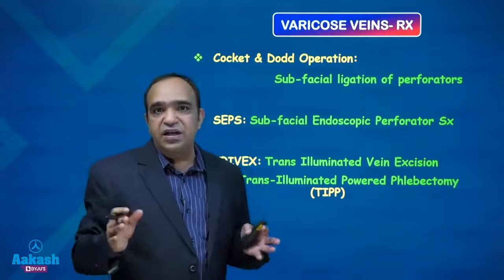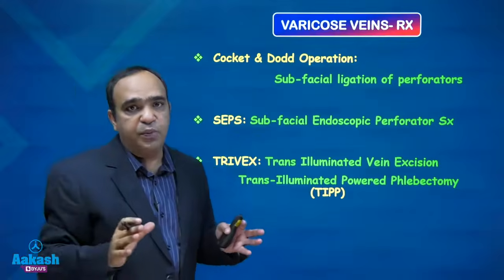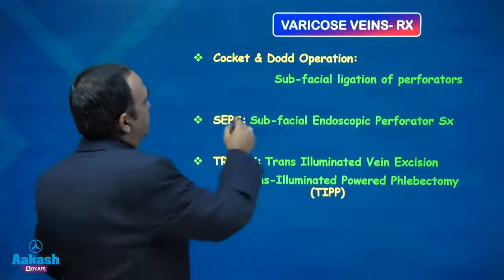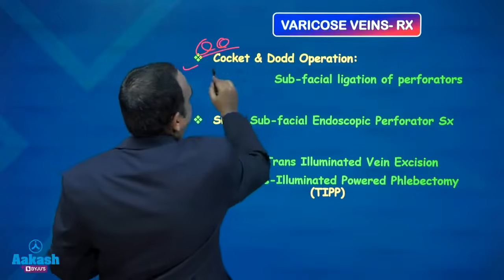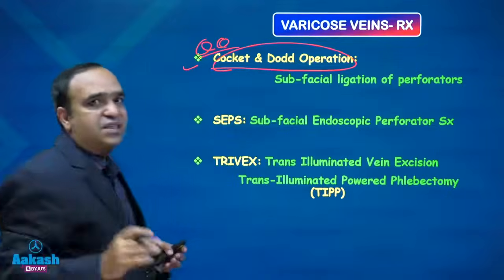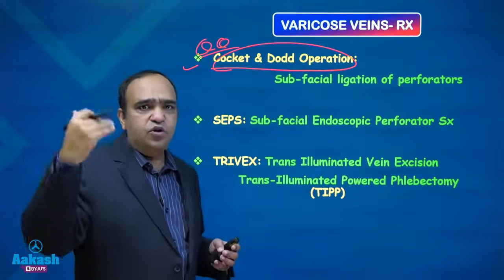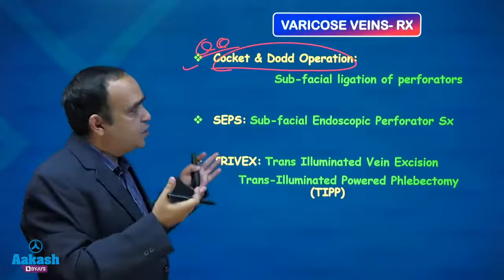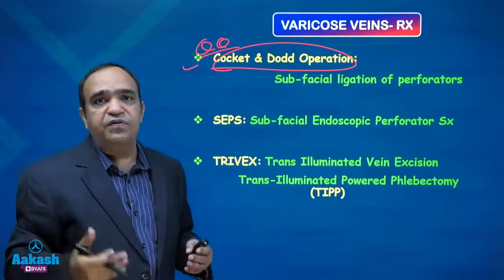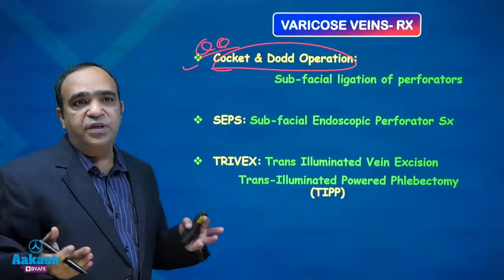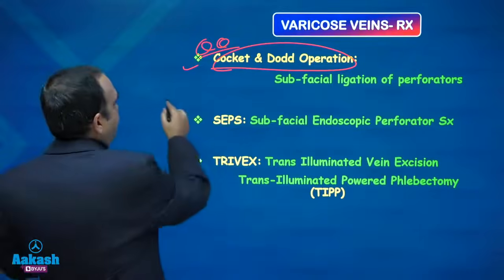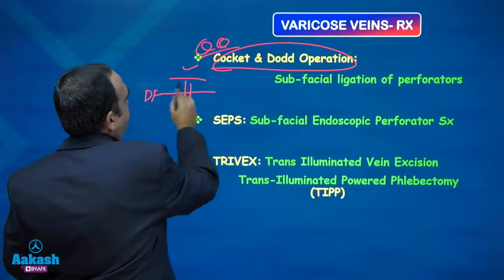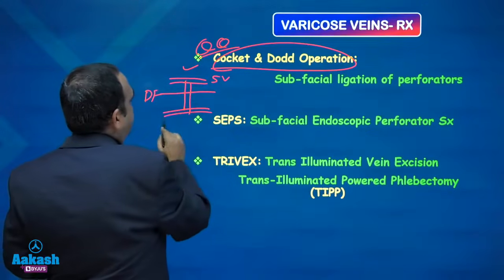Okay, now the perforators. Trendelenburg, ligation and stripping are for junctional incompetence. Now what do we do for perforator incompetence? Again very important, Cockett and Dodd operation. This is similar to Trendelenburg. There also we do flush ligation of the great saphenous vein or short saphenous vein. Cockett and Dodd operation is the ligation of perforators, subfascial. Subfascial means under the deep fascia, right? This is deep fascia, this is perforator, this is superficial vein, this is deep vein.